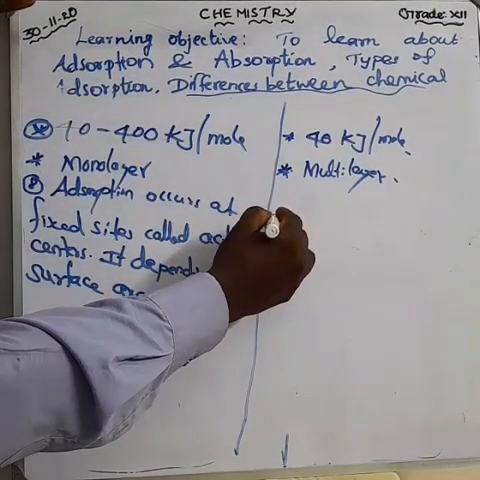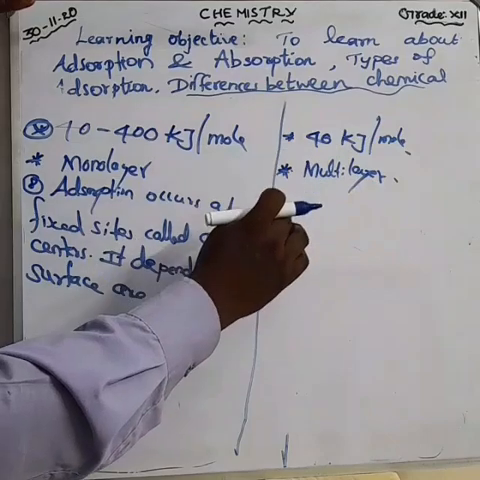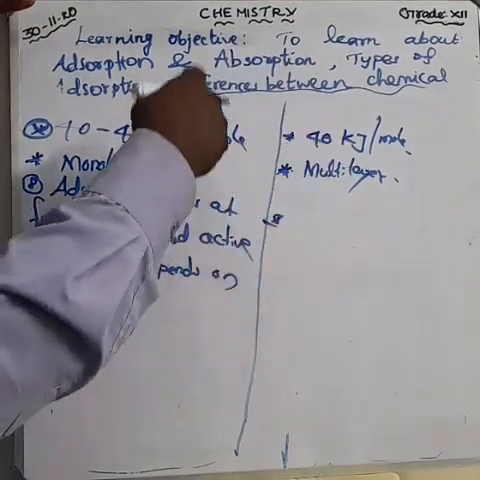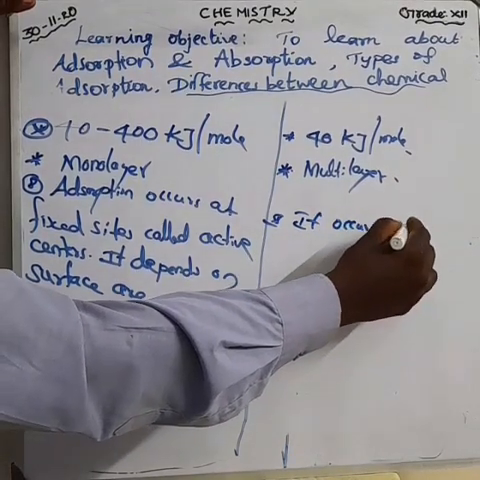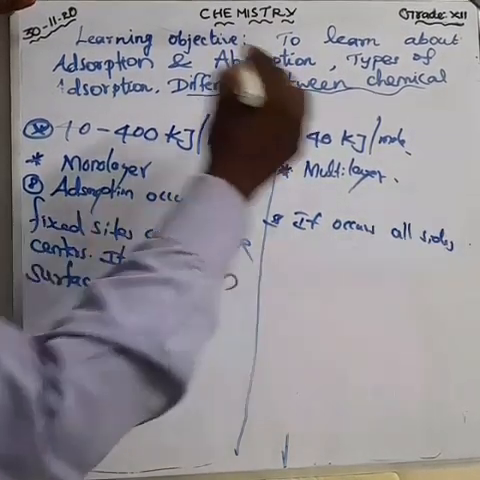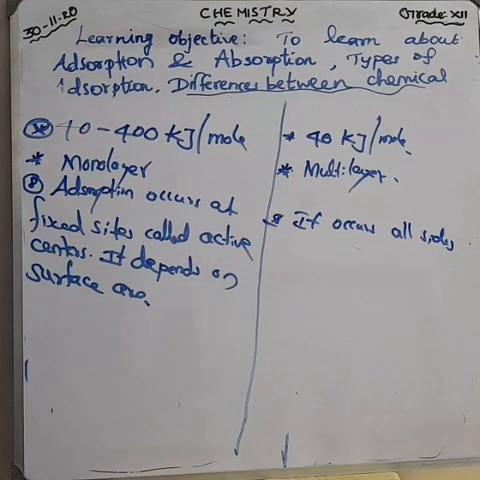Here the eighth point is that it occurs on all sides. Physical adsorption occurs on all sides. What about the eighth point? Can you say it? Adsorption occurs at a fixed site called active centers. Adsorption occurs where? At a fixed site. The fixed site is called what? Active centers. Can you remember about the active centers?